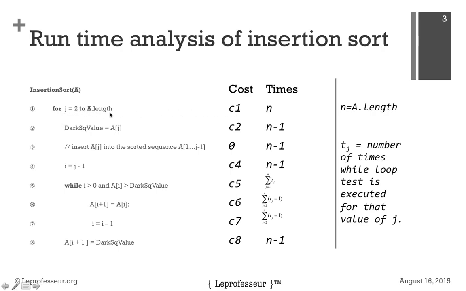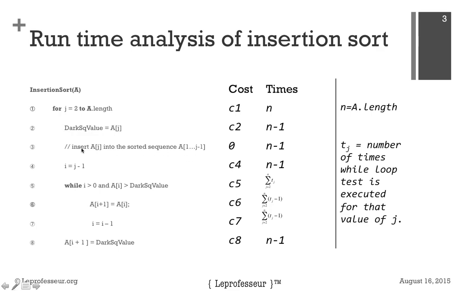Okay, now let's see step number 1, the first statement, the for loop. The cost of executing it is c1, and it will be executed n times. Step number 2: the cost here means how much time the processor will take to execute this statement. We don't know, but let's assume some constant c2, because this is just one line of a statement, so it is going to be executed in constant time. But how many times? n minus 1.